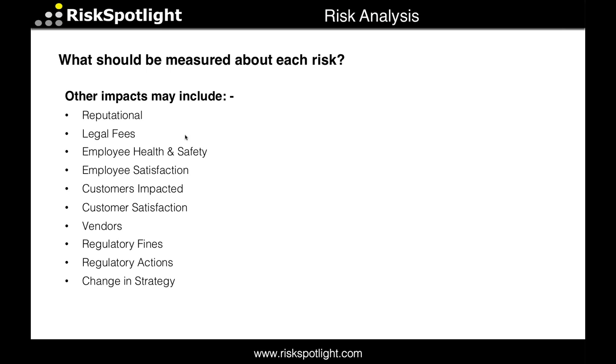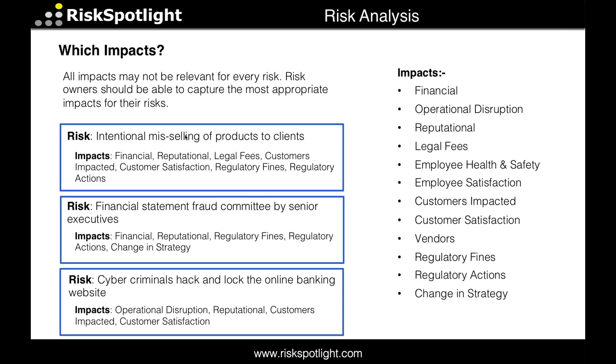if the organization gets banned from selling a certain product, then it may have to look at its strategy and say, okay, what is it going to do now that it's not able to sell a certain product because of a certain risk event? Okay, so we have these different types of impacts, and then you can define these different types of impacts, but you don't have to capture these impacts for each risk, because depending on which risk we are looking at, some of the impacts may be relevant, some of the impacts may not be relevant.